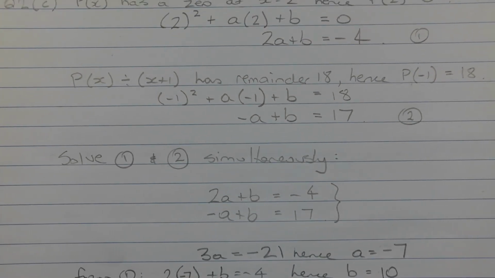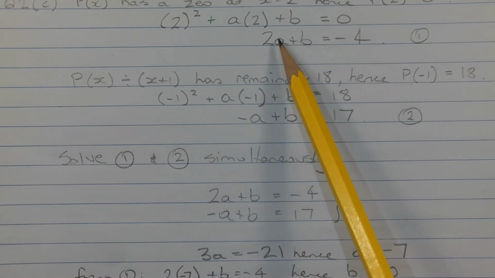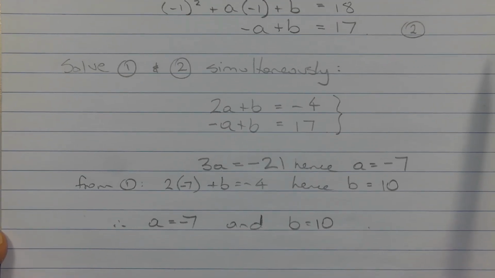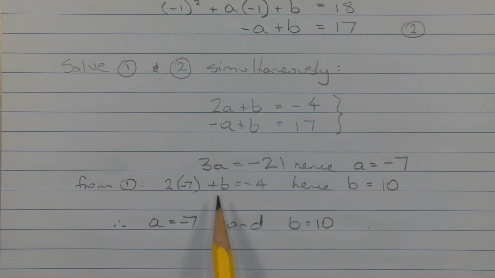Now, either using equations 1 or 2, we can then substitute a equals -7 into one of those equations to find the value of b. I'm going to use equation number 1. So 2 times -7 plus b is equal to -4. And I've shown that step here. And solving this equation for b, we get b is equal to 10. Therefore, a is equal to -7 and b is equal to 10.